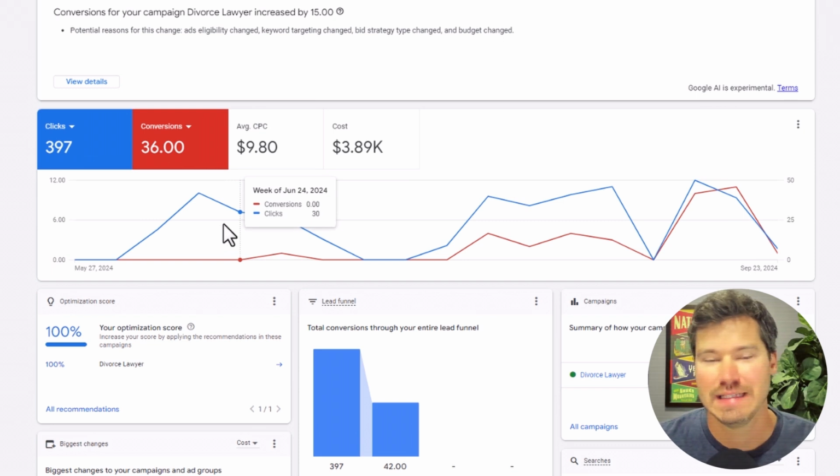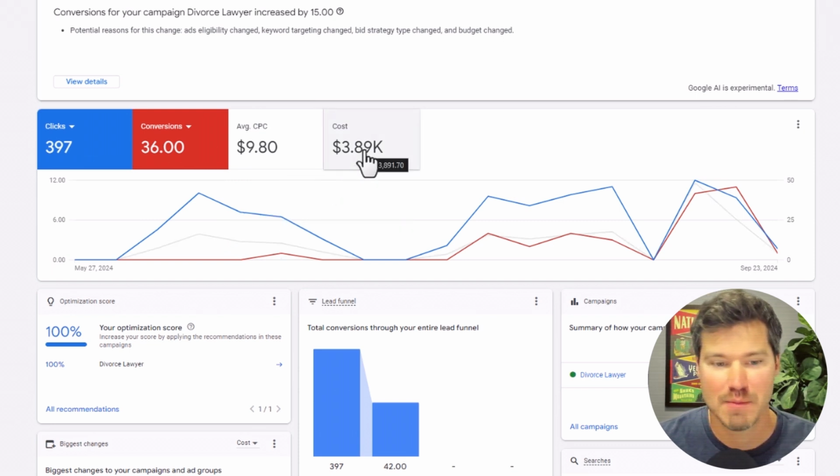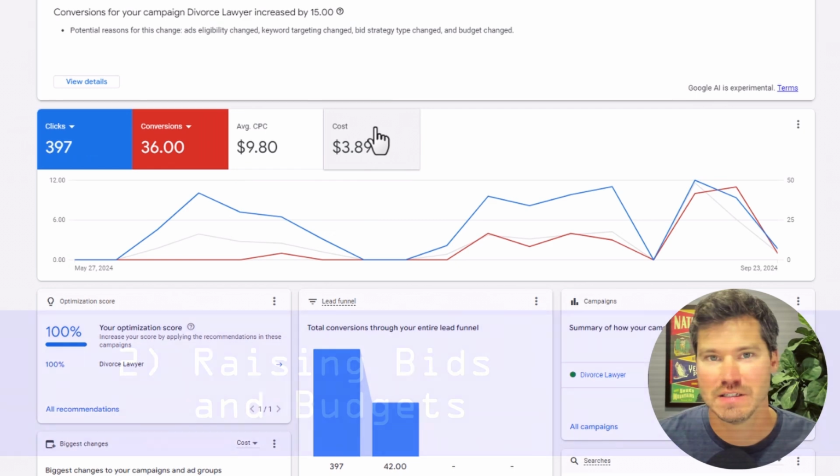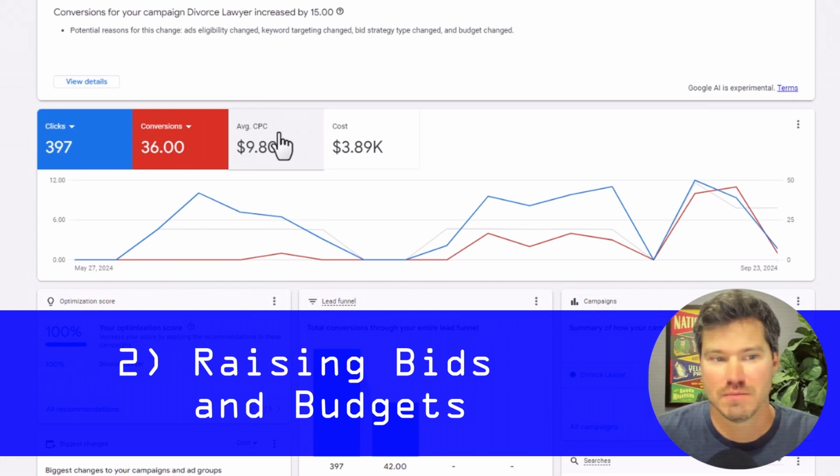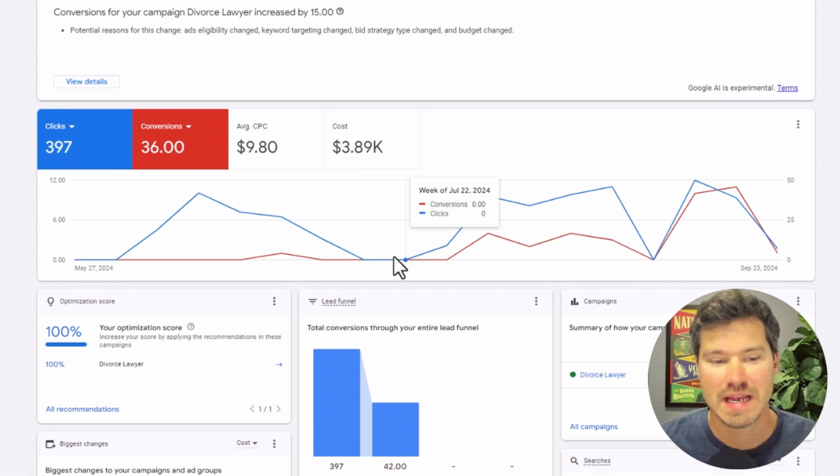So the second thing that typically happens in that ramp up period of 3 to 4 months is raising bids and budget. A lot of times you realize that your bids are just too low and you're not getting enough clicks. Sometimes I need to convince clients that they're just not spending enough to get any results. So I think on this account, we raised budget right around here.